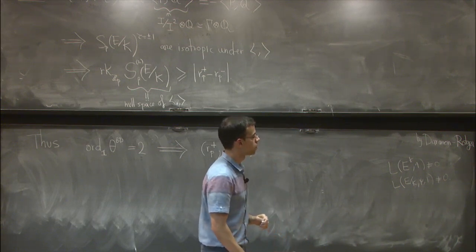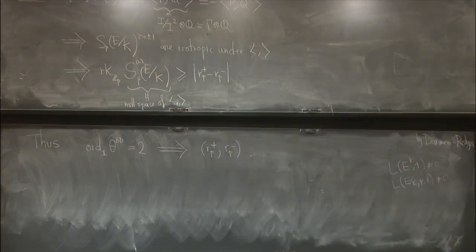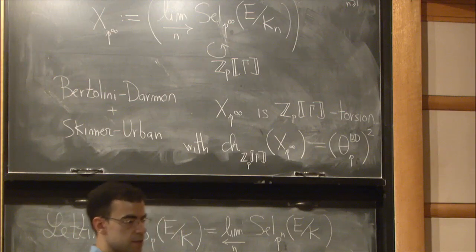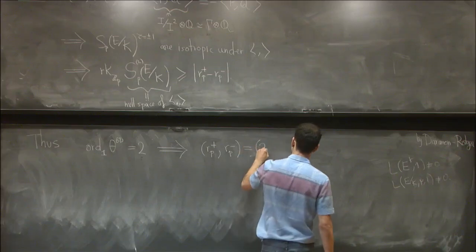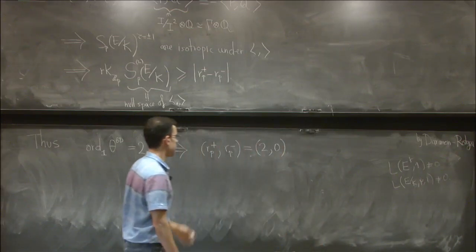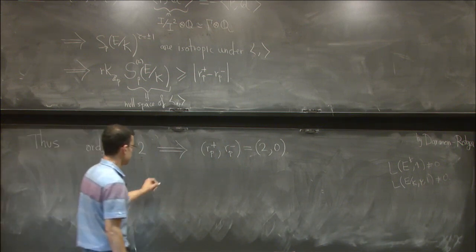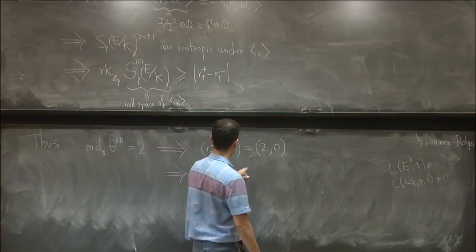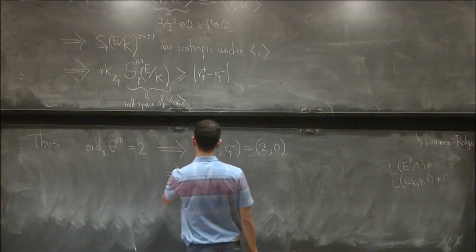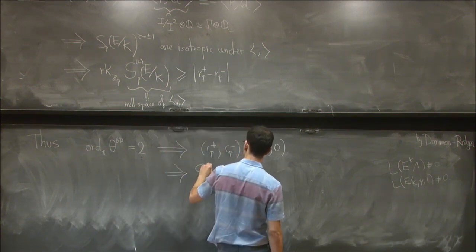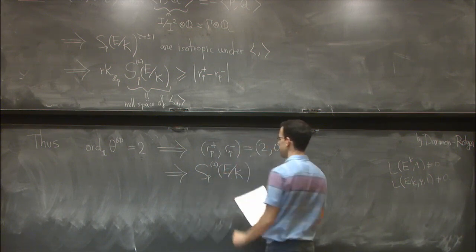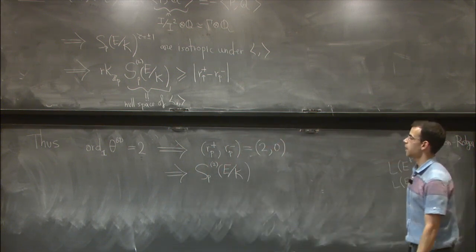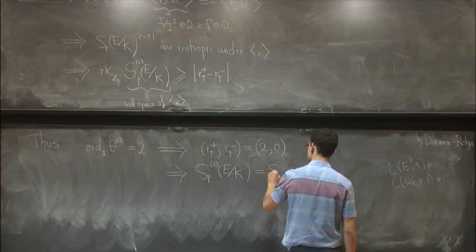Sorry, I'm sure you said, what was Kn? Kn is the nth layer in the anticyclotomic Zp extension. So Kn over K has degree p to the n. So this Rp plus, Rp minus is, in fact, 2, 0. So in particular, this shows that in this case, Sp, the null space of the first p-adic height, is in fact everything in this case.